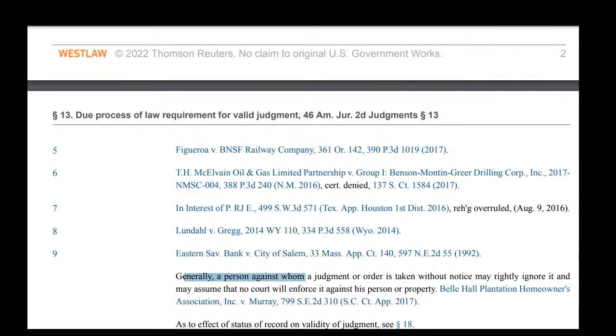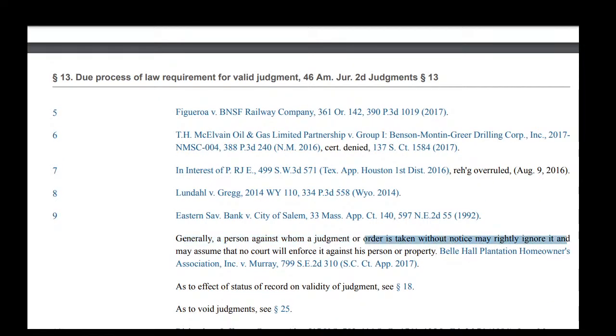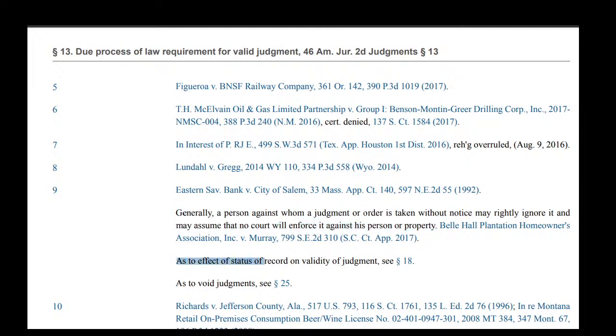Generally, a person against whom a judgment or order is taken without notice may rightly ignore it and may assume that no court will enforce it against his person or property. As to effective status of record on validity of judgment. So a person against whom a judgment or court order is taken without notice may rightly ignore it and may assume that no court will enforce it against his person or property. Interesting there too. May rightly ignore it if without notice.